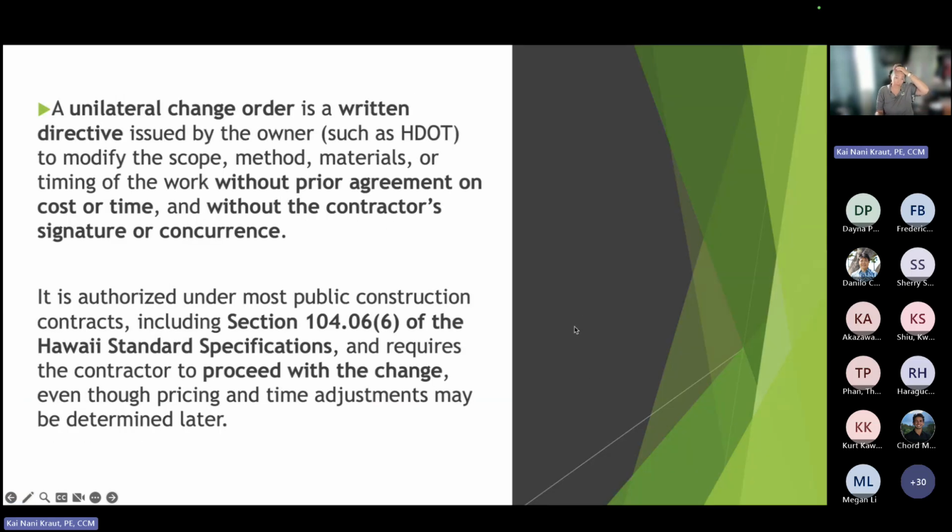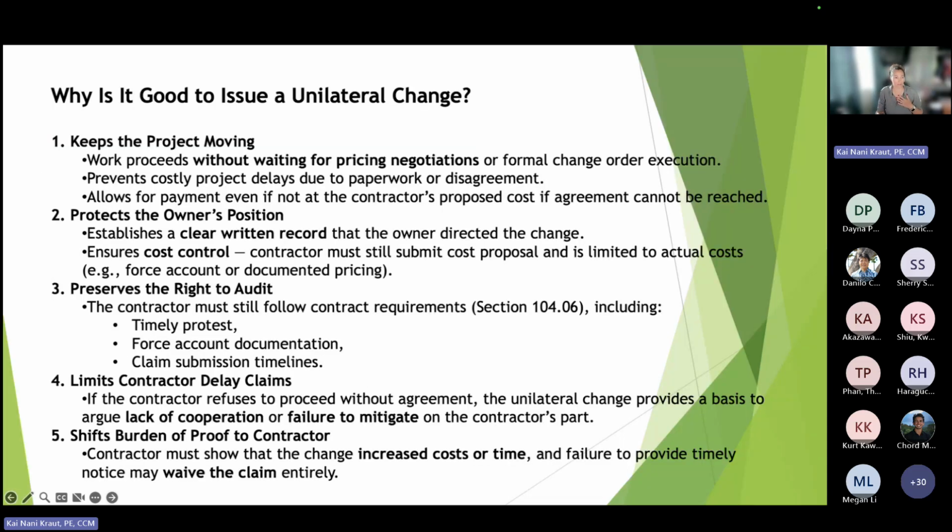All right. Now we have unilateral. And I know this is scary. Scary, scary, scary. I personally love unilaterals, so I'm going to tell you why. A unilateral change order is a written directive issued by the owner, such as DOT, to modify the scope or method without prior agreement on cost or time, without the contractor's signature or concurrence. It's authorized under most contracts, in our situation 106. 104.06 of the specs requires a contractor to proceed with the change, even though price and time adjustments may be determined later. Okay, so why do I like this?